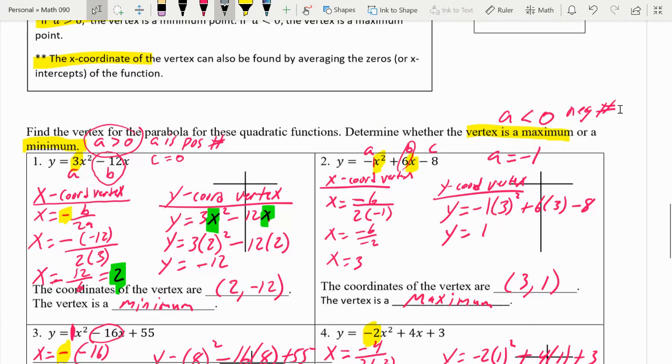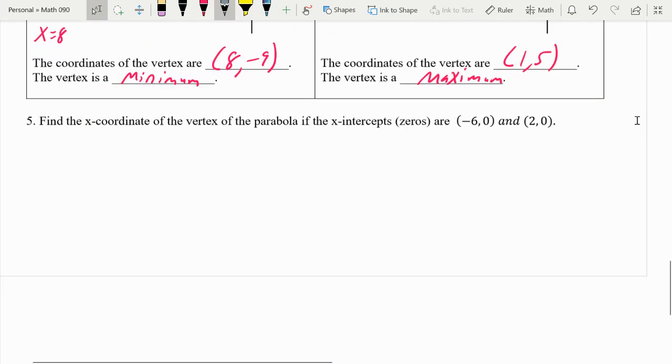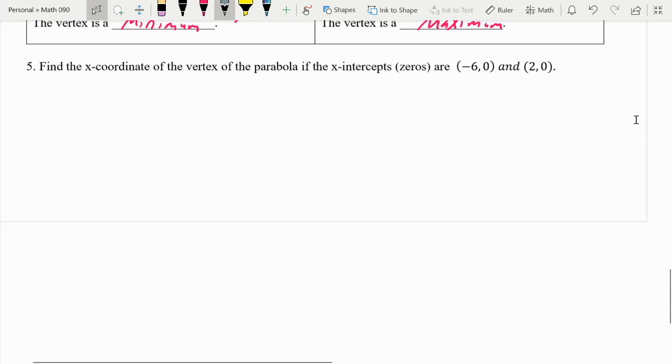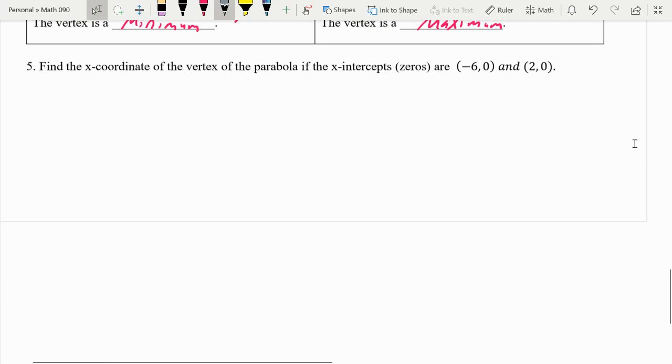All right, so remember way back over here when I said we'll get to this part? Well, we got to it. Find the x-coordinate of the vertex of the parabola if the x-intercepts, or the zeros, are given. So they're giving us the zeros. Now, if we look back up here, they talk about finding the average. Well, remember when you find the average, you're just adding two things together. So finding the average of the zeros, you're going to add the coordinates, and you're going to divide by 2. That's all we're going to do here. Not a big deal.